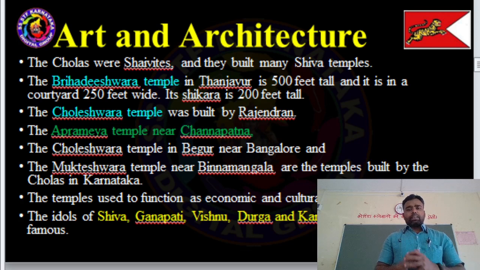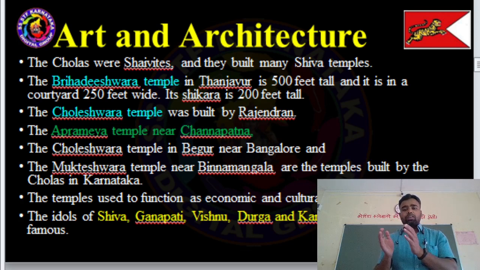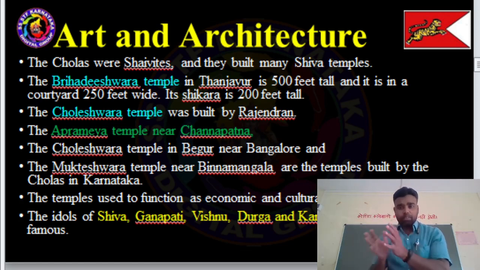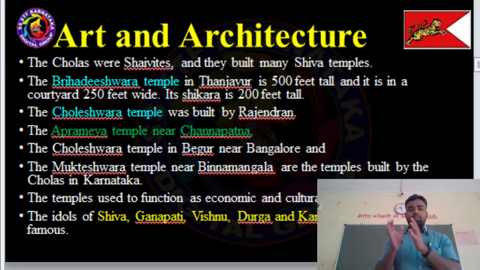Before that, we have to understand what religion they followed. They followed Shaivism, so the Cholas were Shaivites. So they built many Shiva temples. They believed in God Shiva, and they followed the principles of Shaivism, so they constructed a lot of temples in the name of Shiva.